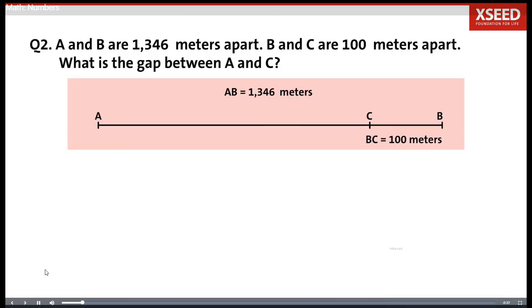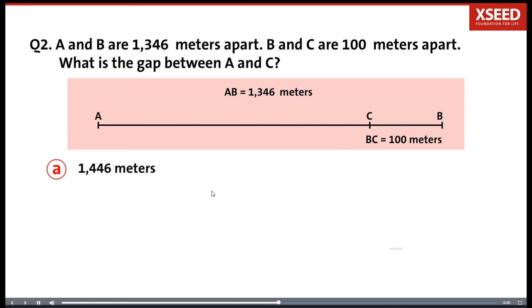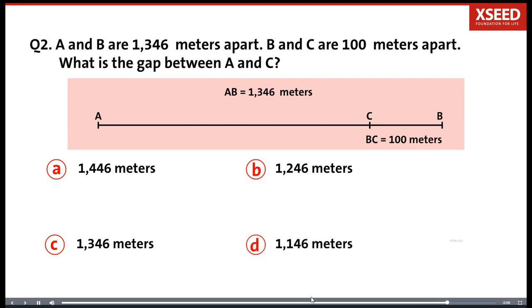Question 2. A and B are 1,346 meters apart. B and C are 100 meters apart. What is the gap between A and C? A. 1,446 meters. B. 1,246 meters. C. 1,346 meters. D. 1,146 meters.